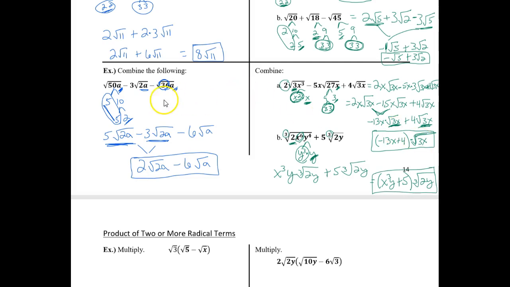So there you go. That's how you add radicals that are not like. You must make sure they are simplified as far as possible first, and then look for like radicals.